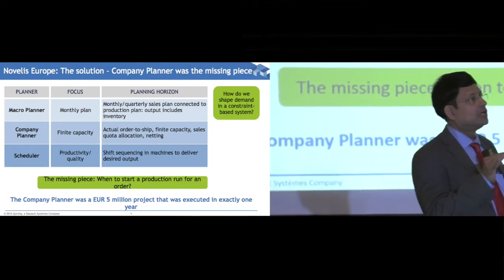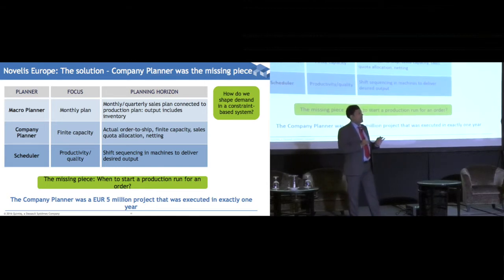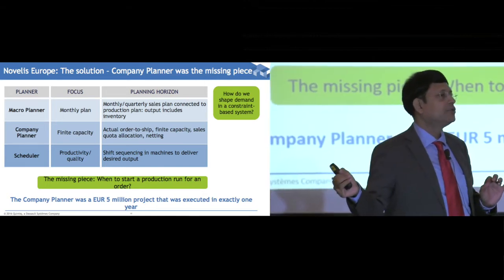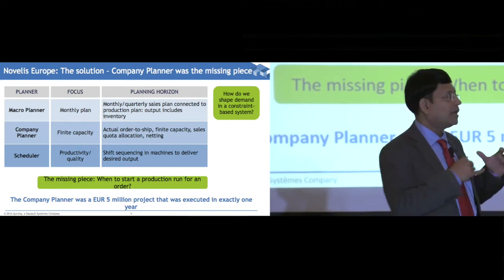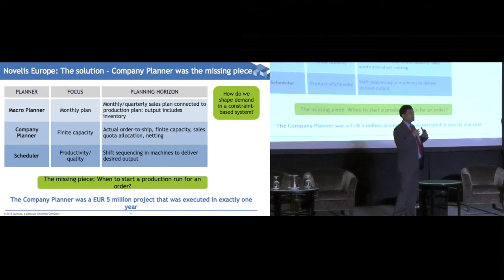And company planner works in the domain where an order is entered, and it has got to have a scheduled to ship date on one hand. So one of the outputs of a company planner is to create a schedule for an order. That means once you put an order into the system, when do you expect that order to be produced? So this is the first part of the journey.